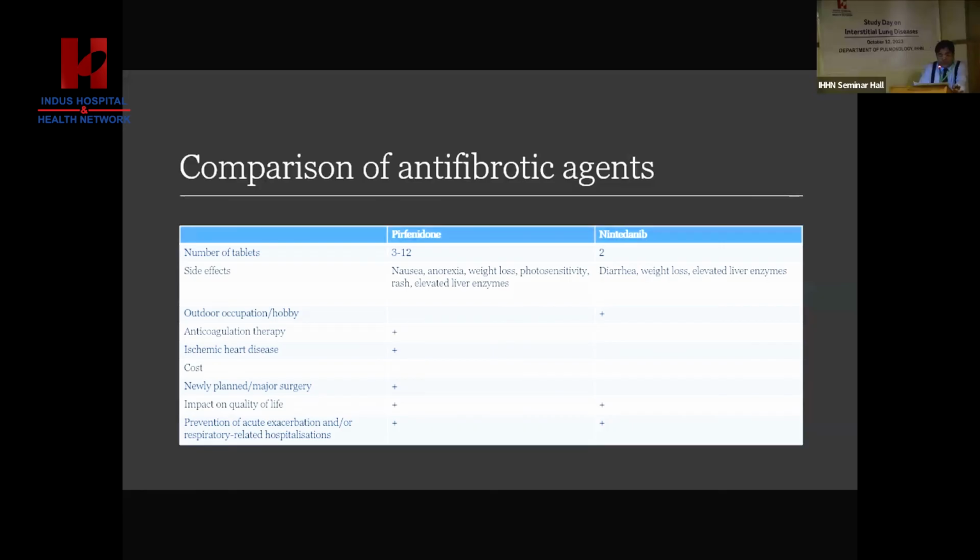For outdoor occupation, the preference is with nintedanib. For anticoagulation therapy, the preference is with pirfenidone. For ischemic heart disease, pirfenidone. Cost is variable, so nothing is preferable, but it is not available here in our part of the world. So if there is a newly planned or major surgery, then pirfenidone is favorable rather than nintedanib. The impact on quality of life is also more with pirfenidone.